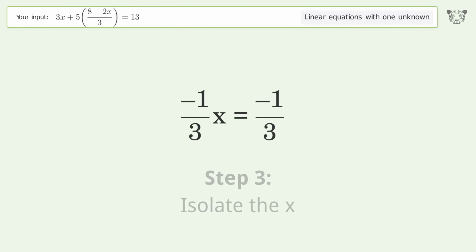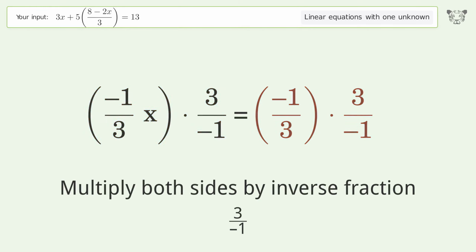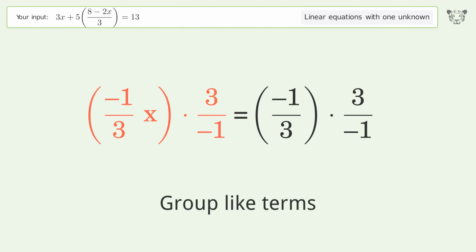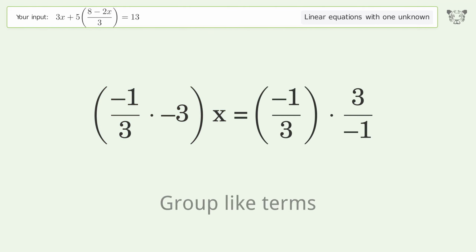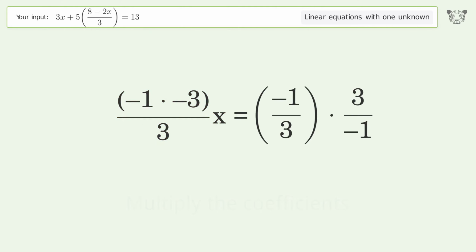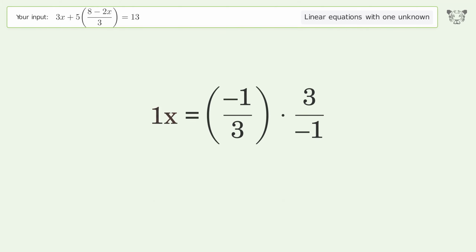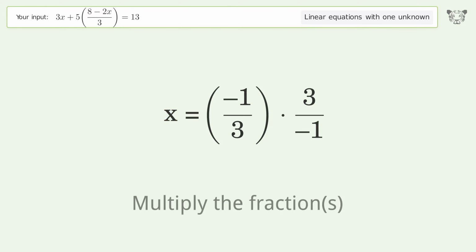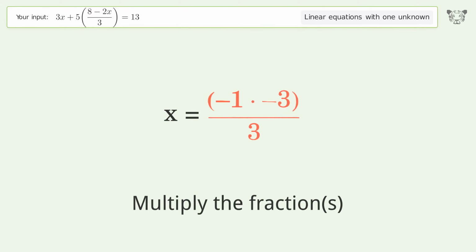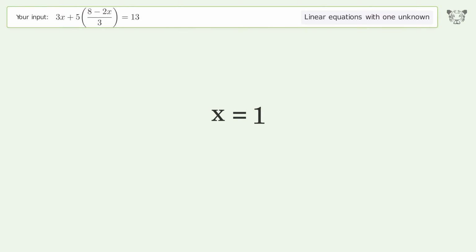Isolate the x. Multiply both sides by inverse fraction 3/-1. Group like terms. Multiply the coefficients. Simplify the arithmetic. Multiply the fractions. Simplify the arithmetic. And so the final result is x equals 1.